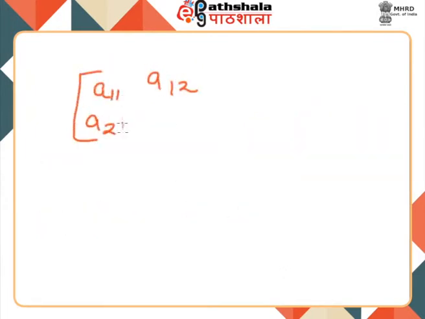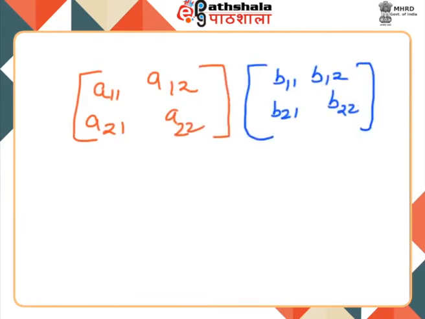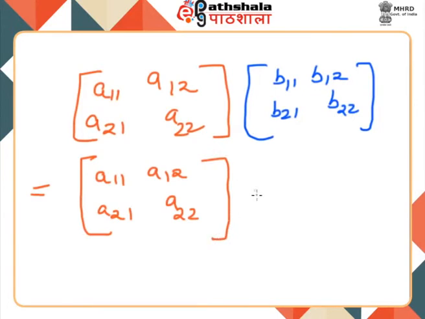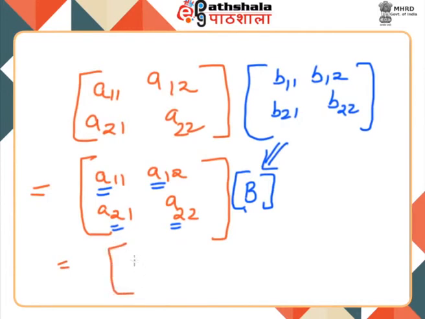So we have these two matrices, and the direct product of these two will be obtained as follows. We have to take each element of A and multiply it with B. So this can be written as A11 multiplied by B. Similarly, you have A12 multiplied by B, A21 multiplied by B, and A22 multiplied by B.